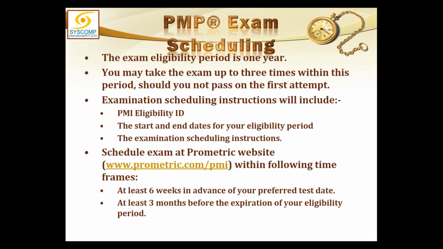And if you are talking about the whole 1 year period and you have not applied and you just want to appear once, then don't wait for the last date. Because if you do not get any slot in the last 3 months, you will be disqualified. Your money will go to waste. So before the end of the eligibility period, at least 3 months earlier than that, you must book a slot for yourself.